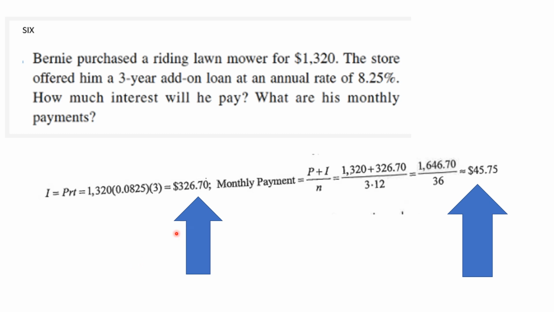You had two numbers you really wanted to give me for an answer. How much interest will he pay? He pays 326.70. But then you have to calculate his monthly payment using this formula. You plug things in and you get it's 45.75. So there are two answers that were expected to get full credit.